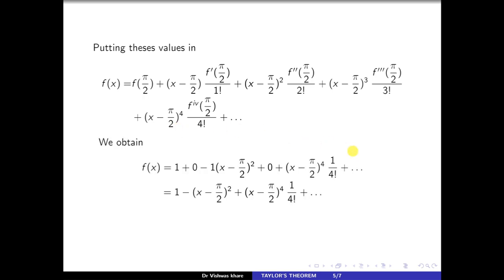In this formula, if we put the values, we obtain f(x) is equal to 1 plus 0, because this becomes 0, minus 1 times (x minus π/2) whole square, plus (x minus π/2) to the power 4 divided by factorial 4 and so on, which on simplifying is 1 minus (x minus π/2) whole square plus (x minus π/2) to the power 4 into 1 upon factorial 4 and so on. So this is the expansion of sin x in terms of x minus π/2.